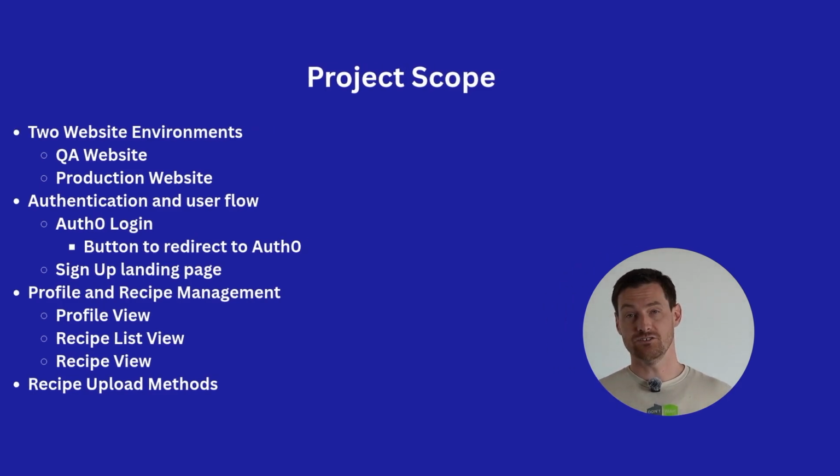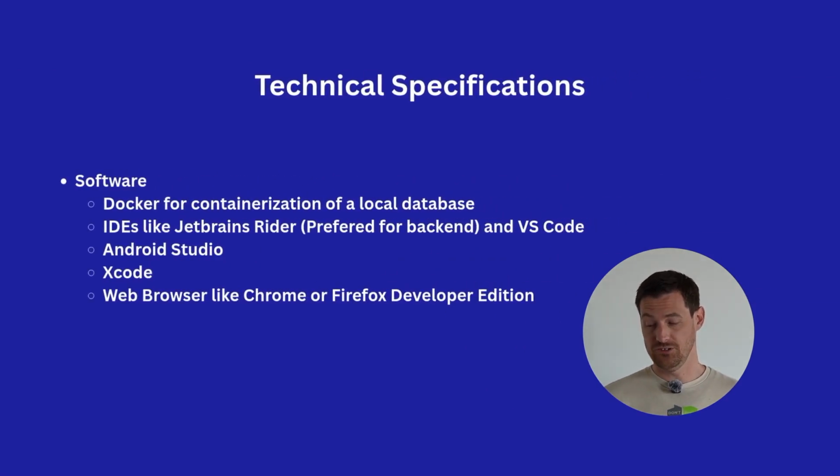As far as the technical specifications for the development of Anchovy, you'll use Docker for containerization of a local database. You'll use some integrated development environments like JetBrains Rider and VS Code, Android Studio, Xcode for testing on mobile emulators, and then a web browser like Chrome or Firefox Developer Edition so that you can see what it looks like in a web view, which will be the most important part of this project because it's a web application.